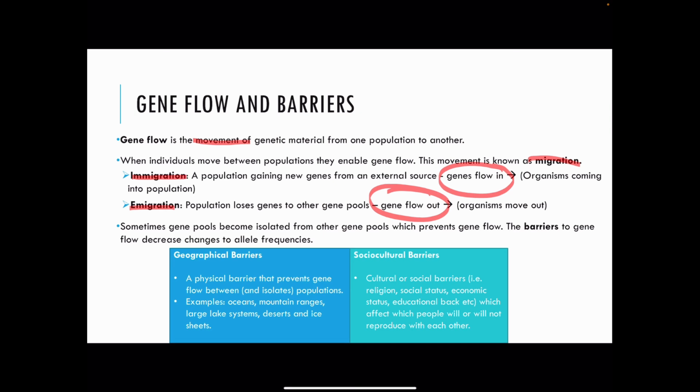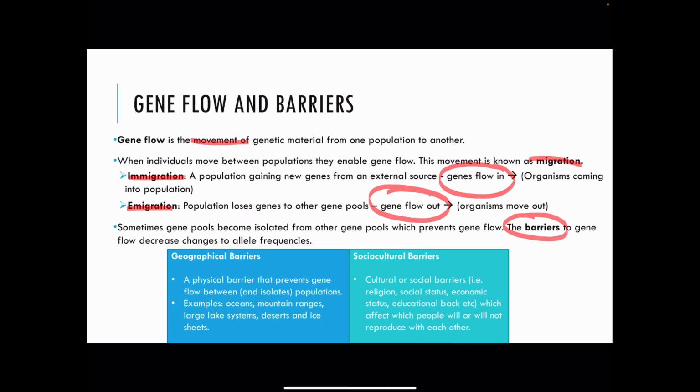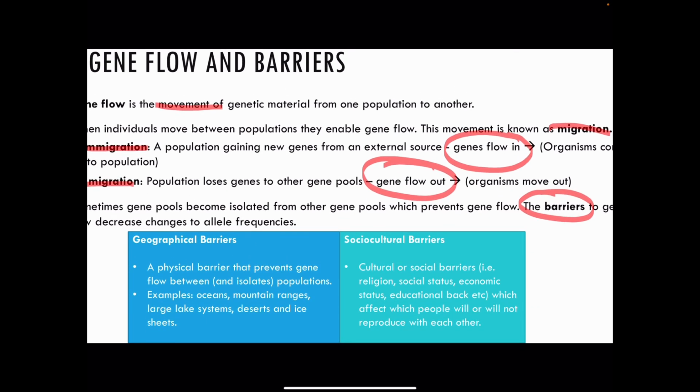Now, sometimes gene pools become isolated from other gene pools, which prevents gene flow, okay? And so we talk about barriers to gene flow here. And there are a few different types of barriers. Firstly, geographical, okay? So these are physical barriers in between populations that prevent people from moving from population to population. So for example, oceans or mountain ranges or lakes or deserts or ice sheets.